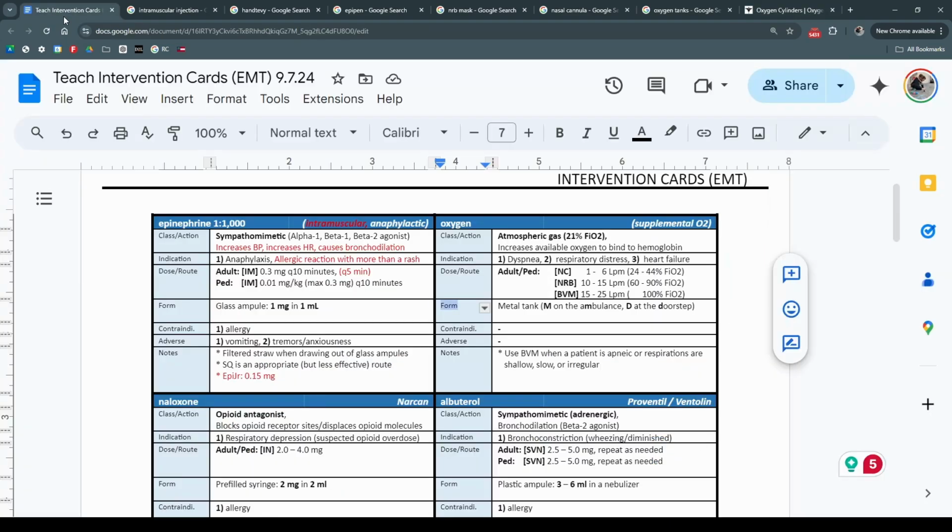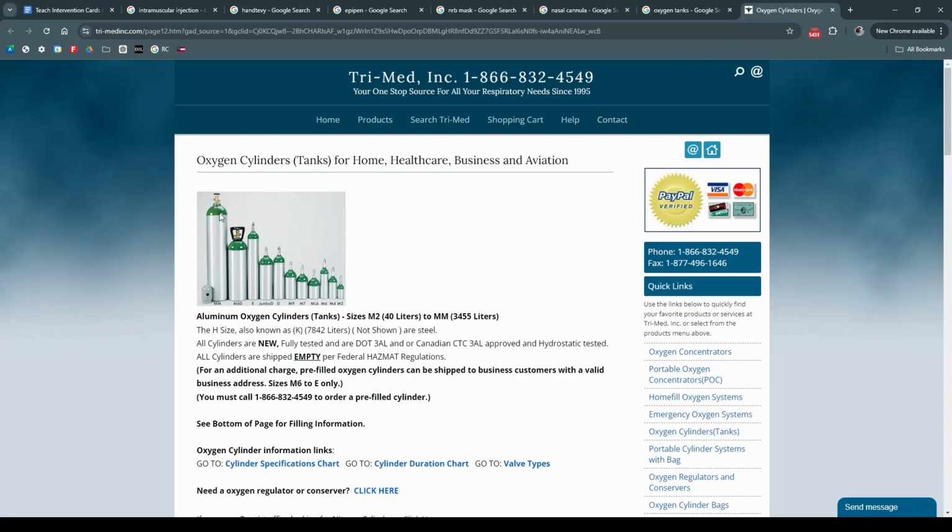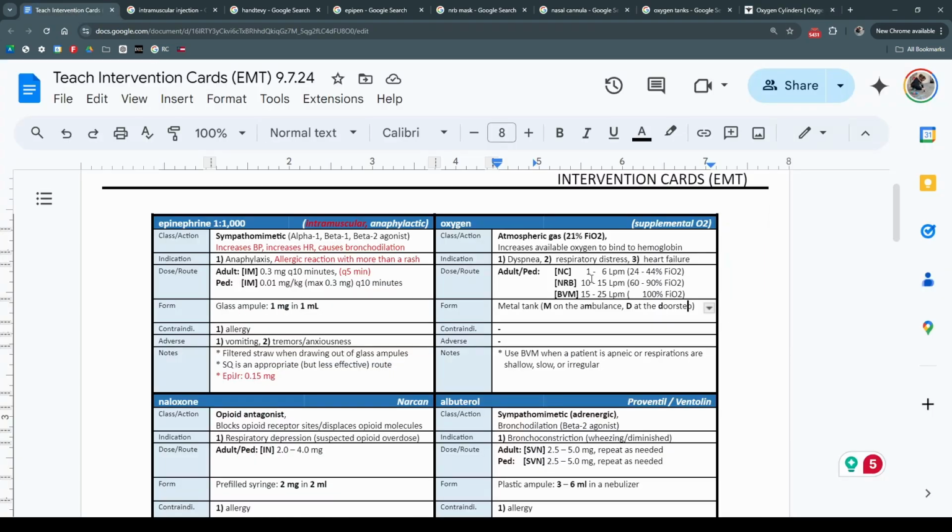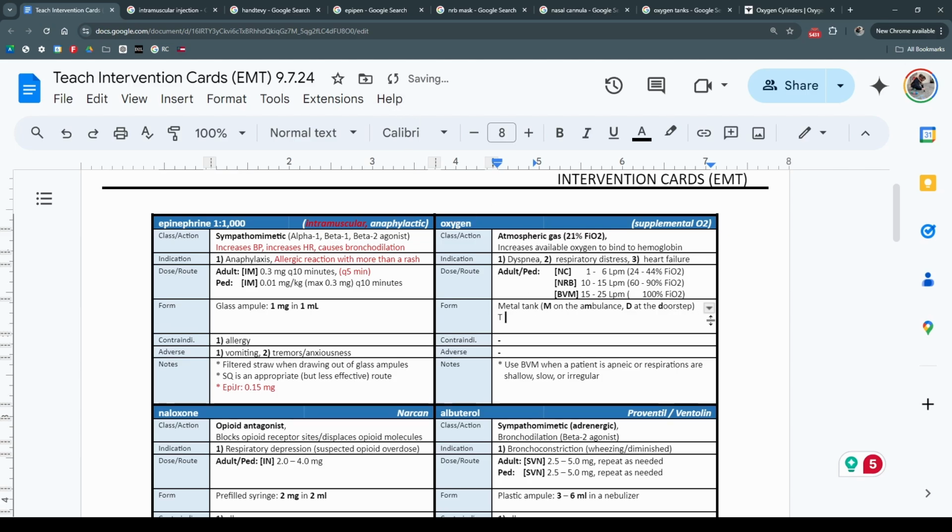I don't expect you to know all of these, but I can guarantee you this will be helpful on the registry. And it's a good concept, I think, easy, or simple at least, to retain. An M tank is the one on your ambulance, and a D tank is the one you'll take to the doorstep. The M tank will be 4 foot tall. The D tank is the one that you'll see in your EMT bags, on your stretcher, the ones that you'll carry to the doorstep. T, for the record, is the tallest tank.